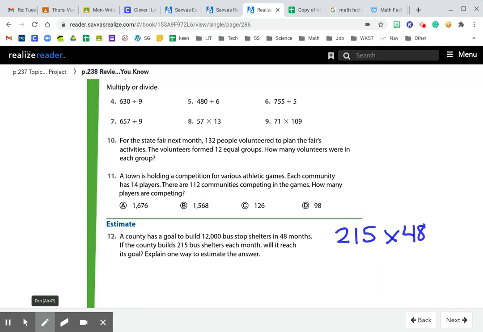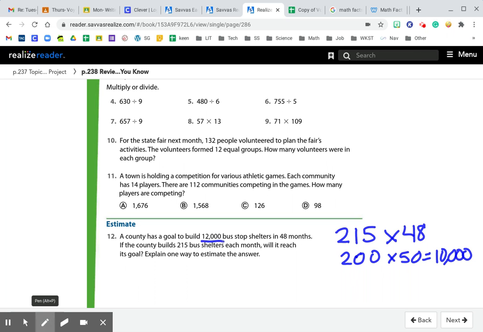So there's a couple things you can do on this. You've got to be careful. So if we estimate 200 times 50 and we get 10,000, we know that the 200 is a decrease and the 50 is an increase. So I'm not sure if that's an overestimate or underestimate. Actually, no, it's going to be an underestimate. So I can tell right away that we're not going to get our goal.